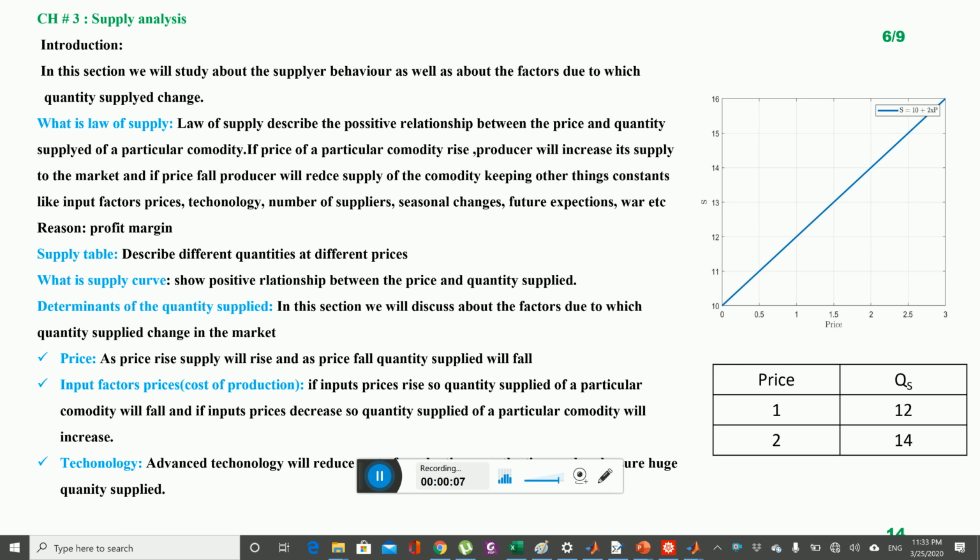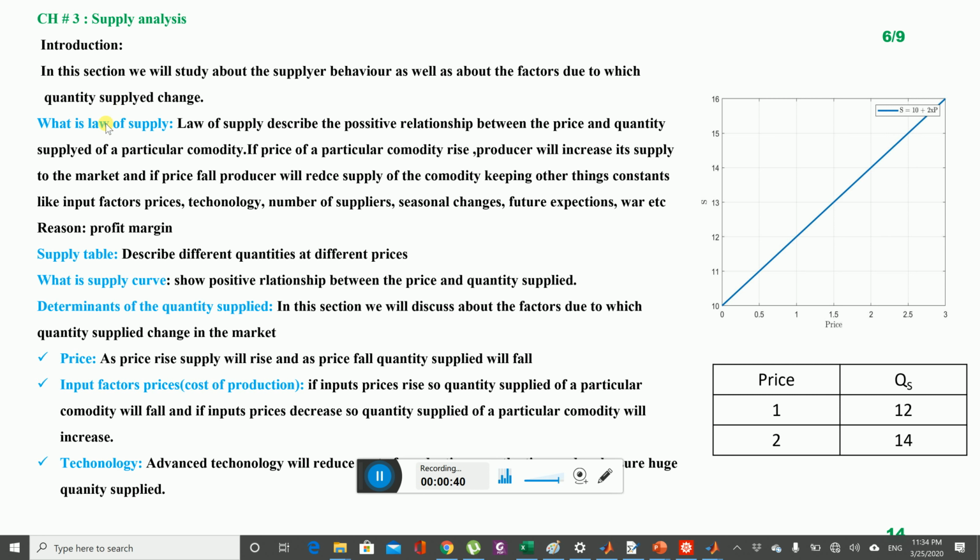Today our topic is supply analysis. In this section we will focus on the behavior of the supplier, one who is manufacturing goods and services and supplying to the market for sale to earn money, or we can say we will focus on the force of supply, as well as we will learn about the factors due to which the quantity supplied changes and the supply curve changes its position, shifting upward or shifting down.